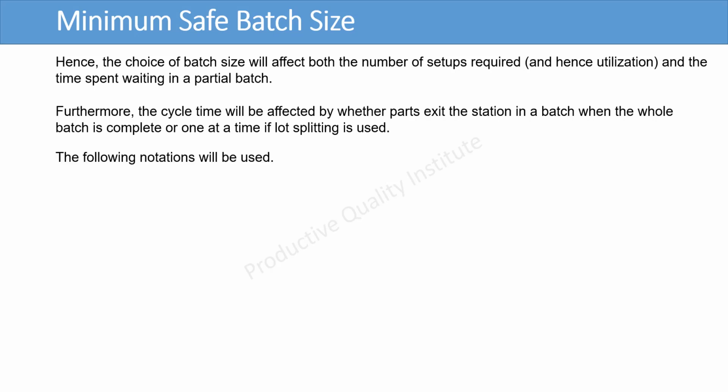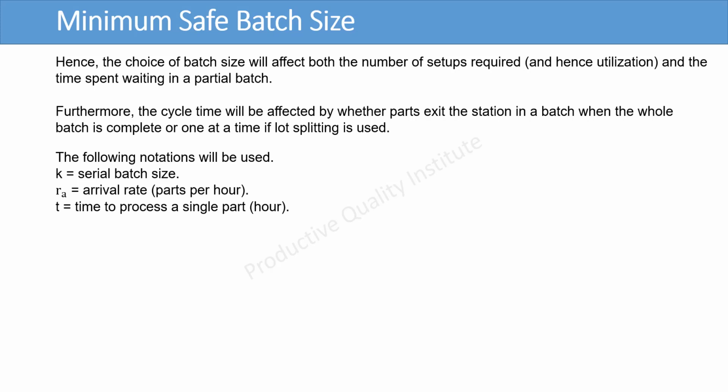The following notations will be used. K is the serial batch size. R_A is the arrival rate, parts per hour. T is the time to process a single part, in hours. S is the time to perform a setup, in hours.